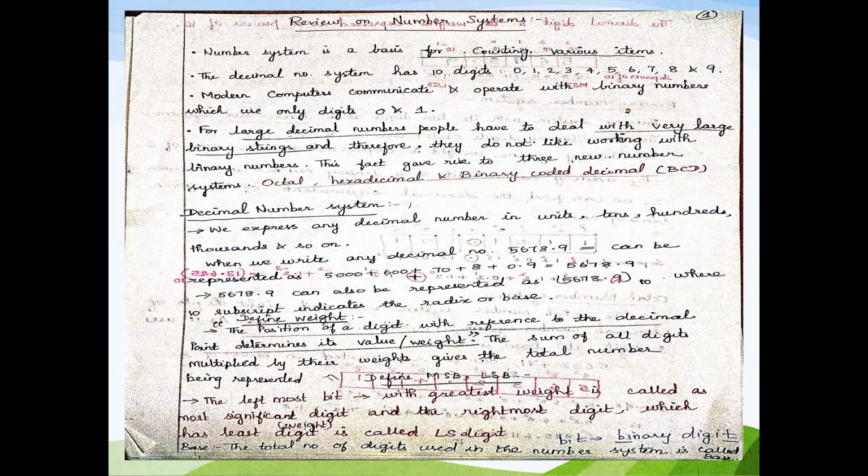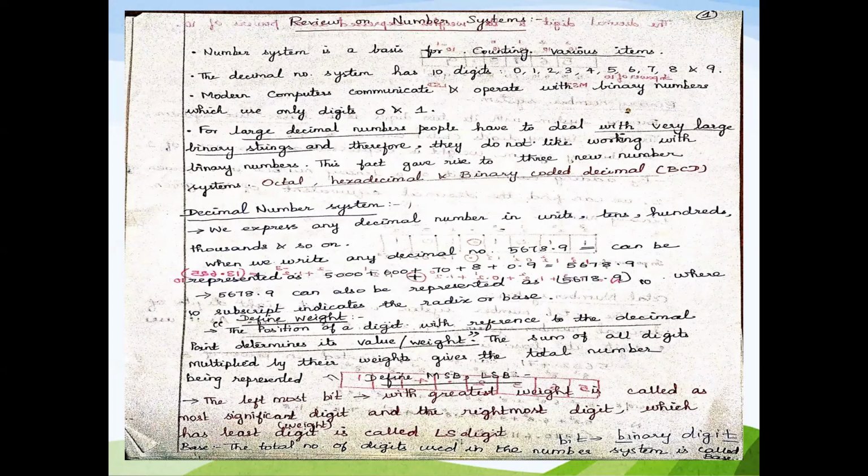First we will see the decimal number system. Any decimal number can be expressed in terms of units, tens, hundreds, thousands and so on. We already know about that. For example, see this 5678.9. This can be interpreted as 5000 plus 600 plus 70 plus 8 plus 0.9, which is equal to the same number 5678.9. So 5678.9 can also be represented as 5678.9 to the base 10, which represents it as the decimal number system, where the subscript indicates the base or the radix.